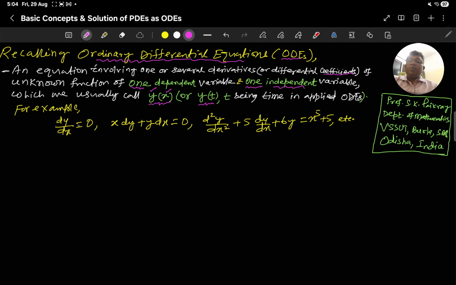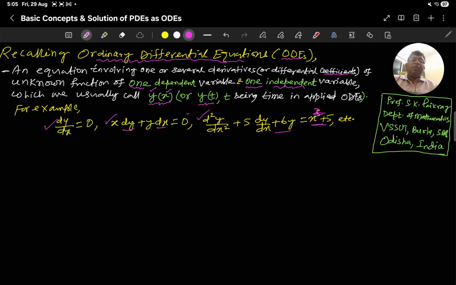For example, we have dy by dx is equal to 0. This is an ordinary differential equation. x dy plus y dx is equal to 0. It involves the differentials, right? d square y by dx square plus 5 dy by dx plus 6y is equal to x square plus 5. You see, in the right hand side we have x square plus 5 here. So it is a non-homogeneous category and this is a homogeneous category.